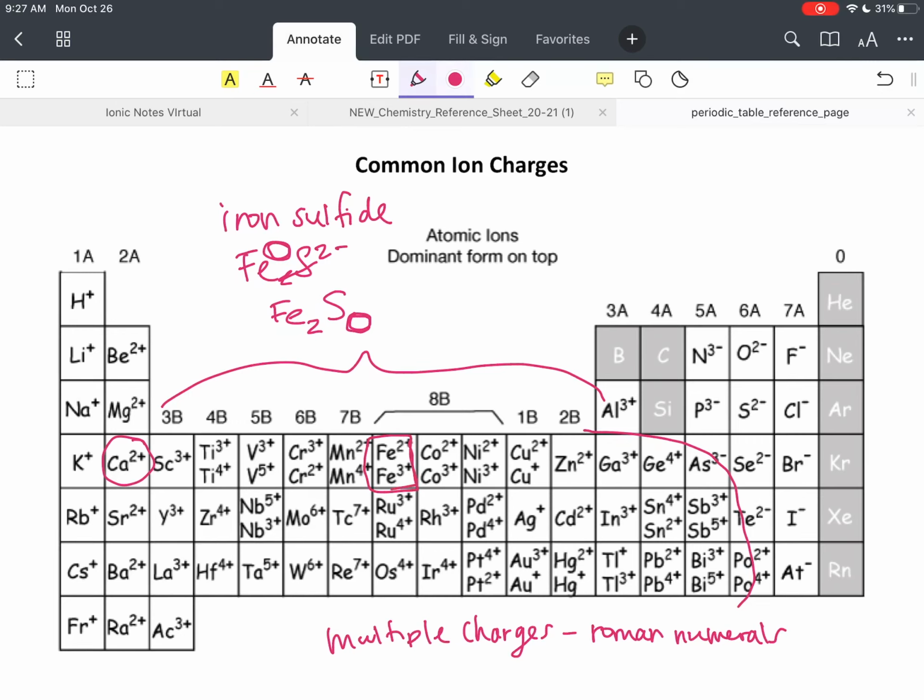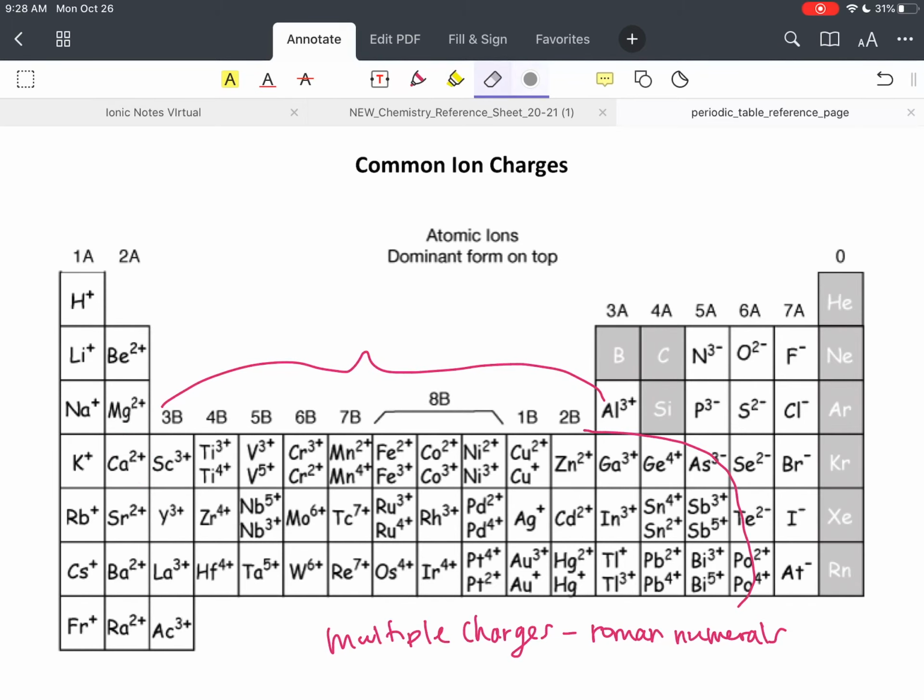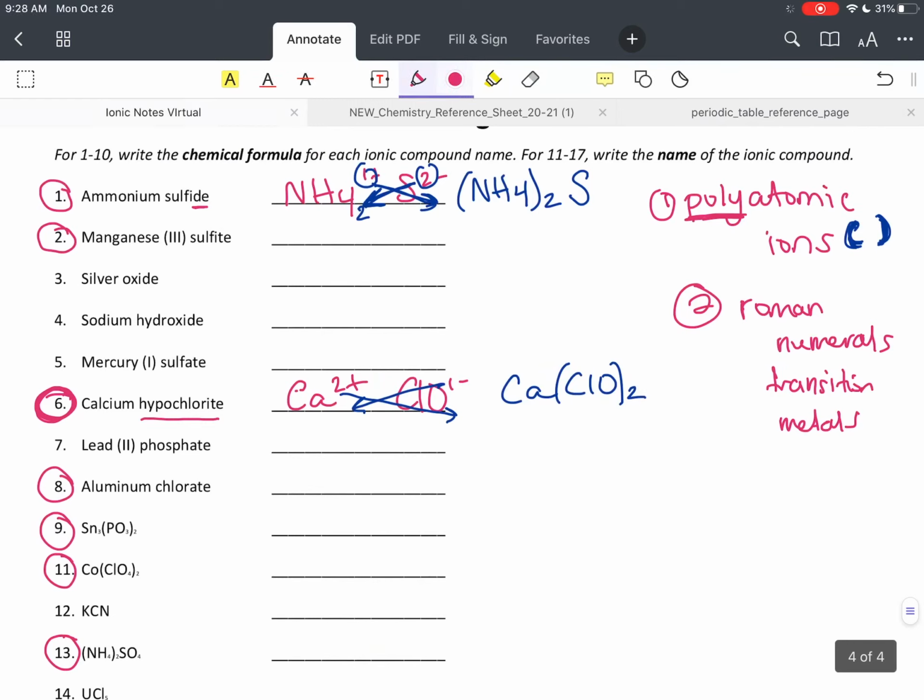If I look at iron, I have 2 options. It can be a 2 or a 3. If I don't tell you in the name, there's no way for me to know which one it is. So that's when we have to use our parentheses. So let's go back and look at some of our practice ones.